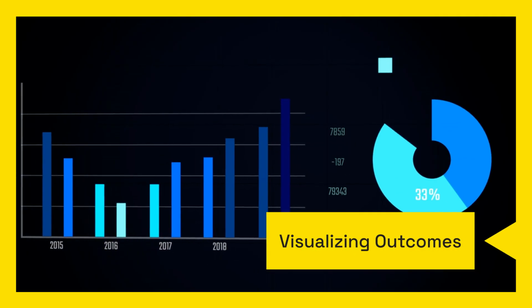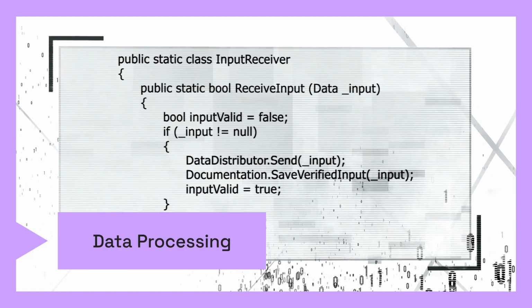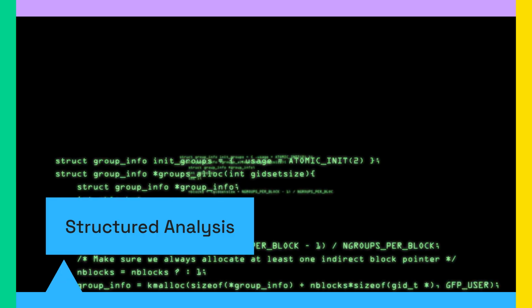Visualize your results clearly to communicate findings more effectively with stakeholders. Automated processing manages diverse data types, ensuring no detail is overlooked in your analysis. Build a structured environment where every node and category contributes to your core insights.